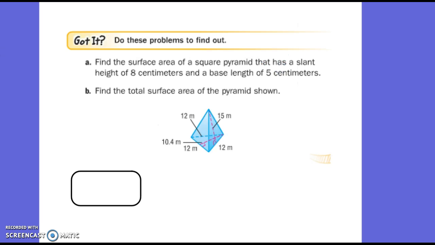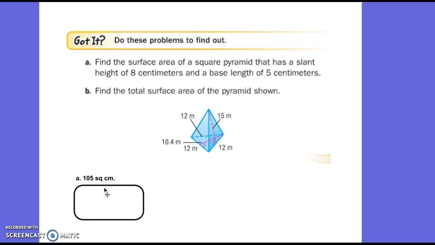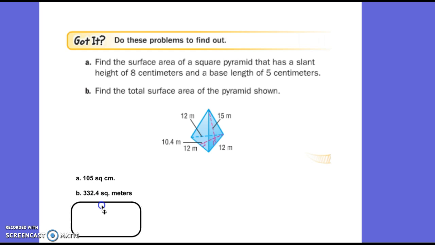For this one you need to pause the video. There are 2 different sections, and when you get back, we'll give you the answers. If you're still having difficulties with these, make sure you write down questions so we can clarify them before you take your final test on Wednesday. So pause the video and complete these couple problems. For A, you should have gotten 105 square centimeters. And for B, you should have gotten 332.4 square meters.